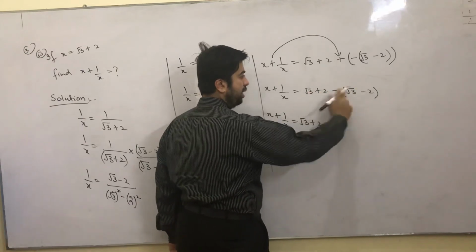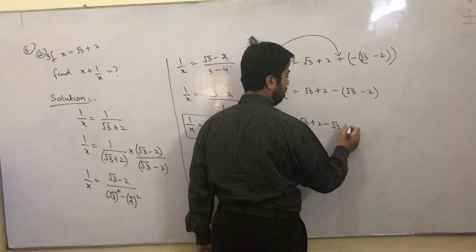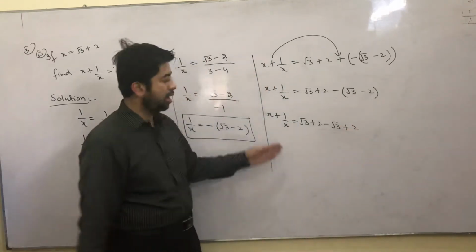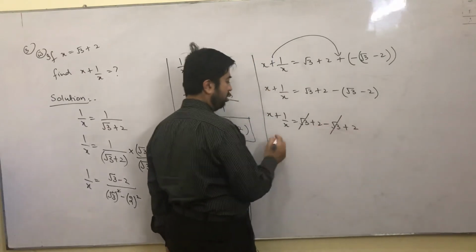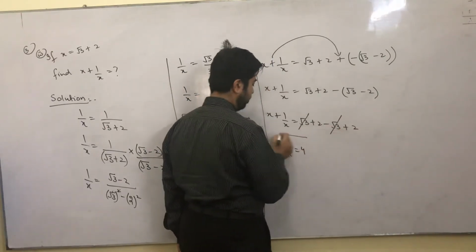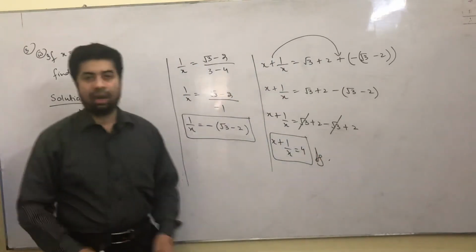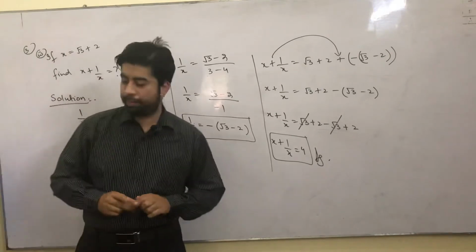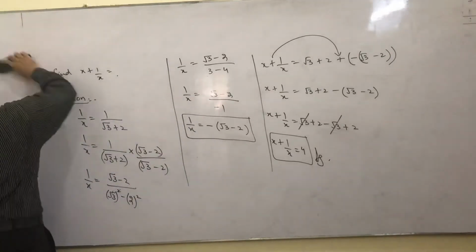Minus is going to multiply inside, so this is minus under root 3. Minus into minus, that is plus 2. See which things are going to cancel: square root 3 positive, square root 3 negative. So x plus 1 over x, that is 2 plus 2, that is 4. This is the answer, and this was question number 3. Now we are moving towards question number 4.